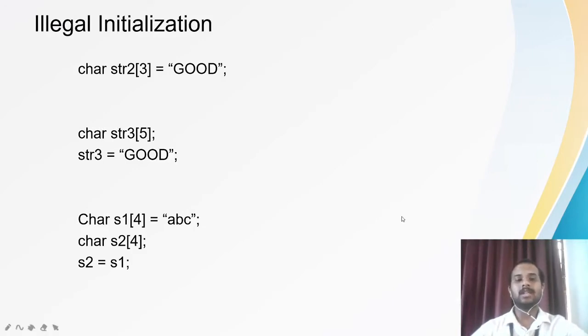Illegal initialization. Now if you notice here, what is the size that I have provided? I have only given 3. So it is going to create str2 of length 3. But the amount of memory I will be requiring is 5 bytes, whereas only 3 bytes are provided. So this cannot be done. Now see here also, char str[5]. I provided sufficient memory, but again this is not valid.